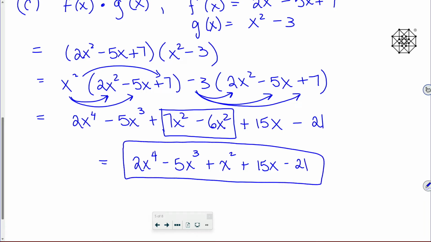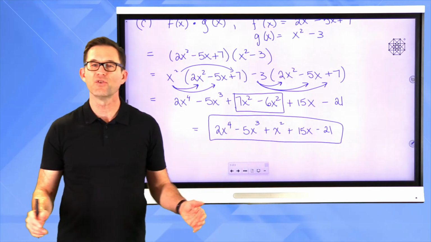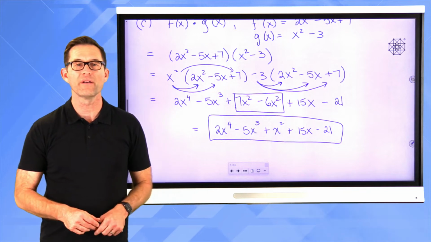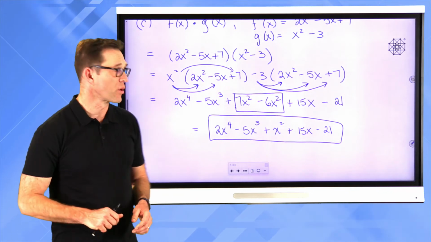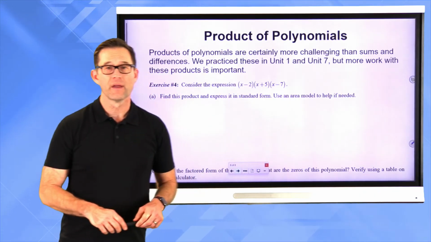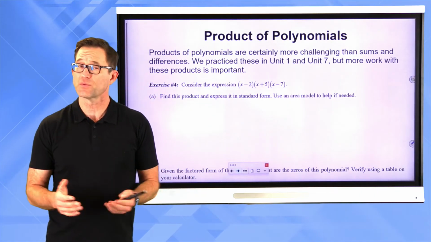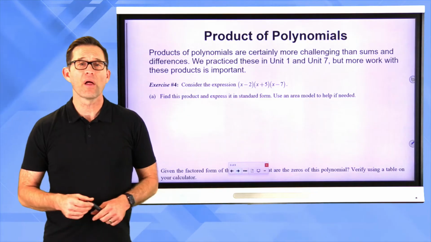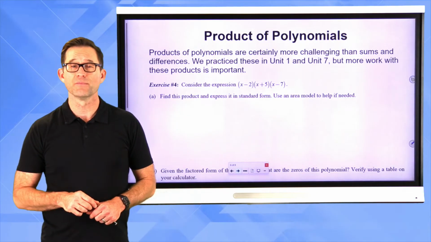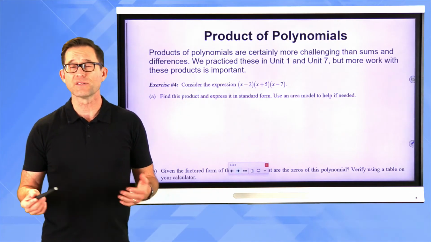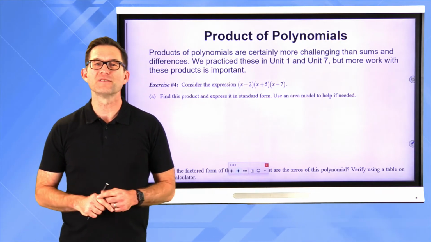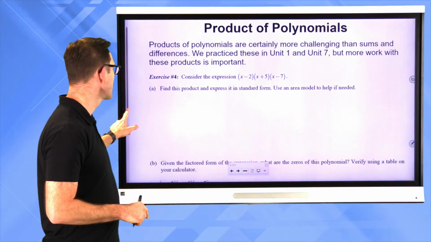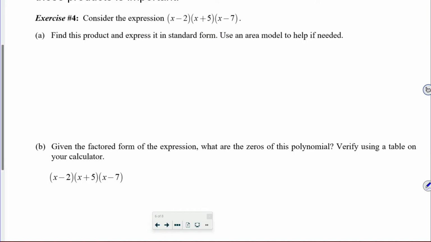So we end up with a polynomial that is a 4th degree polynomial, leading coefficient of 2, constant term of -21, etc. All right, let's do a little bit more work with polynomials. Here we go. Products of polynomials, which is what we just did. Products of polynomials are certainly more challenging than sums and differences. We practiced these in Unit 1 and Unit 7, and in the last exercise. But more work with these products is important. So let's take a look at exercise number 4.